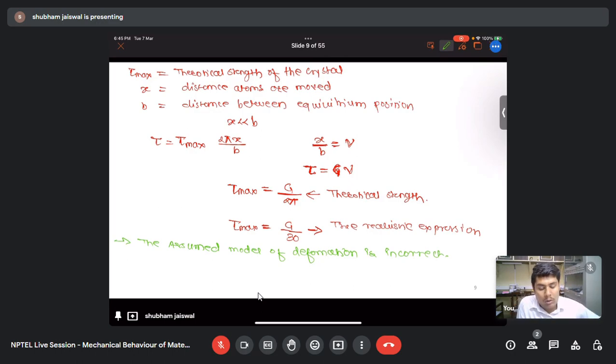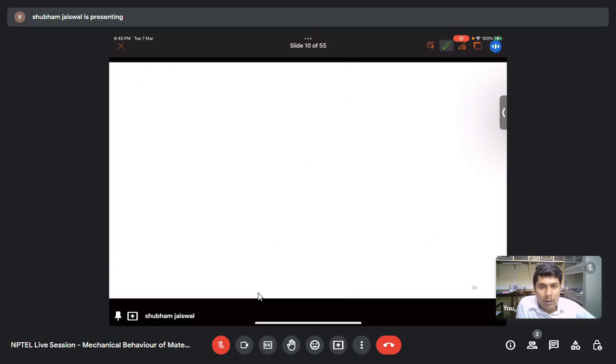Then people came to know that there is something more happening inside the material, and they said that this is due to the dislocation. So then we came across the concept of observation of dislocation. So how can we observe the dislocation? We will polish the sample and we will slightly deform it. We will see some steps on it, and those steps are nothing but the dislocation.